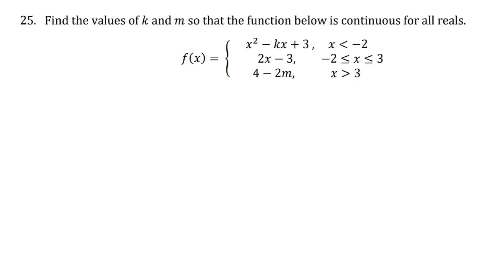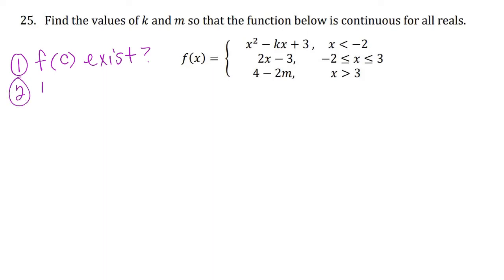For number 25, we have to find the values of k and m so that the function is continuous for all reals. Now we do have 3 particular steps that we would go through. I'm just going to write out these, but then we're really just going to jump to the algebra part of it. The first thing we would have to show is, does f at c exist? That was our first thing.